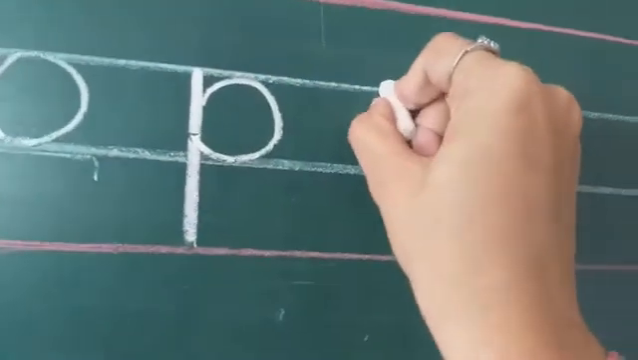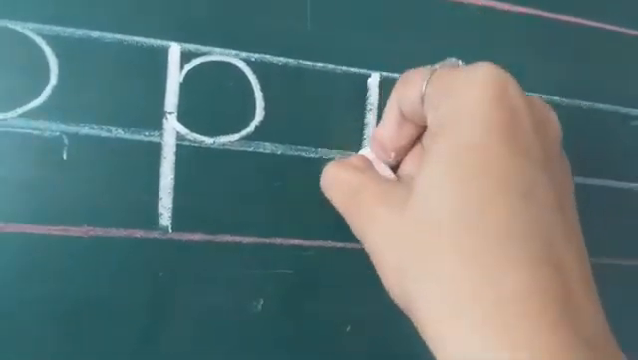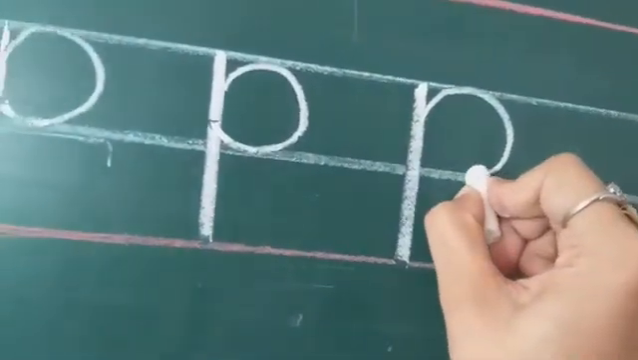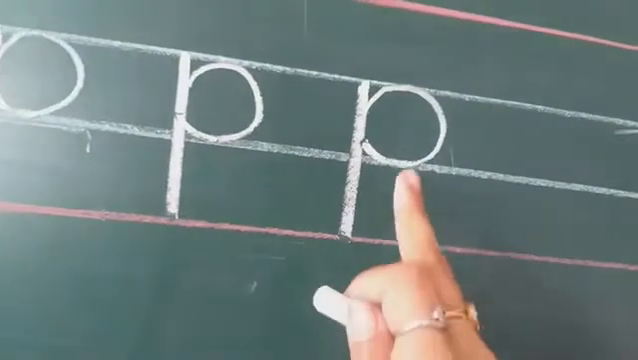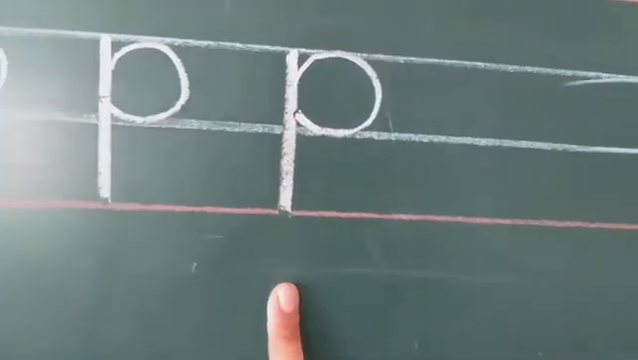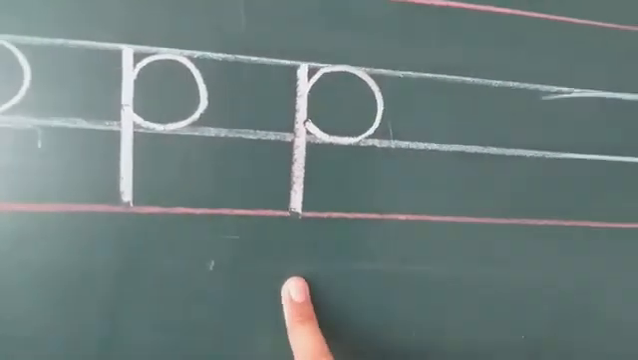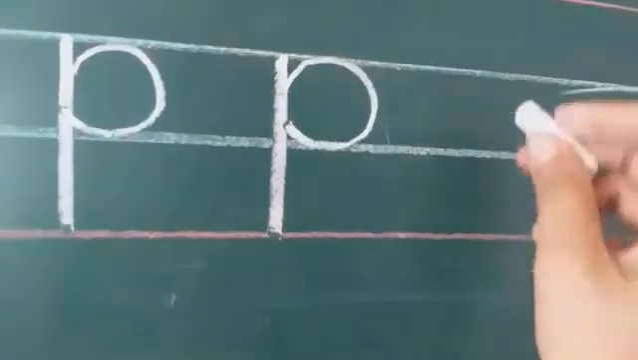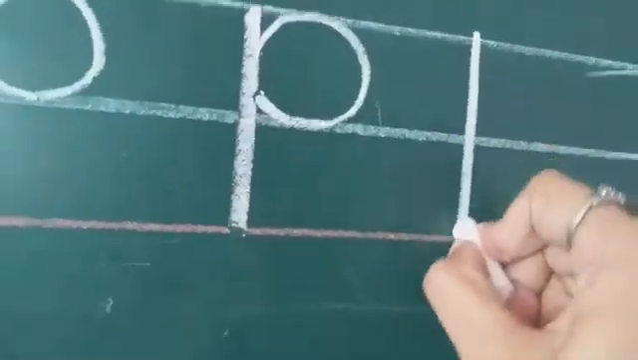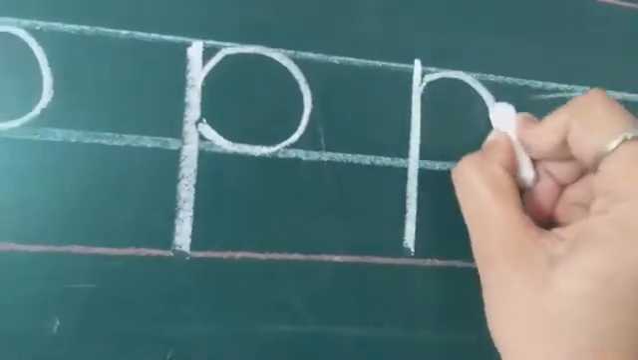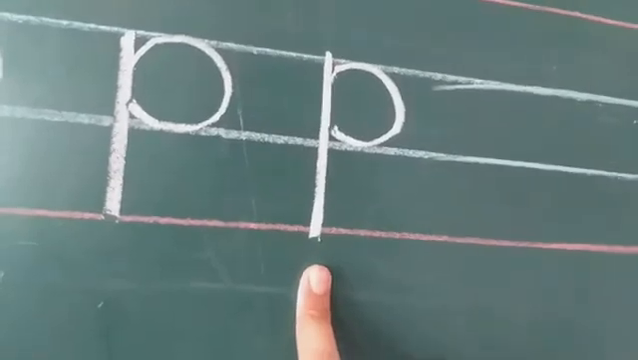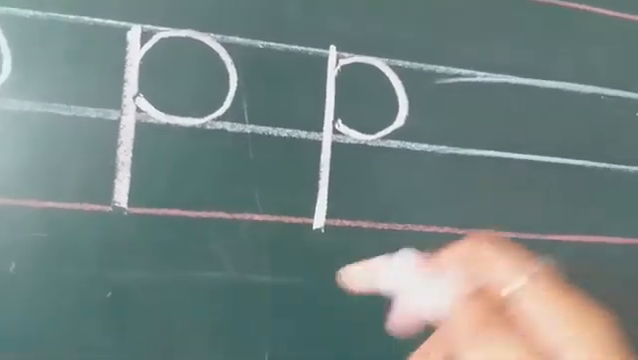Start with the first blue line and finish with the second red line, standing line, and then touch with the first blue line and again touch with the second blue line, half circle. It makes small letter P. Small letter P. P for parrot. Standing line and then half circle. It makes small letter P. P for pizza.